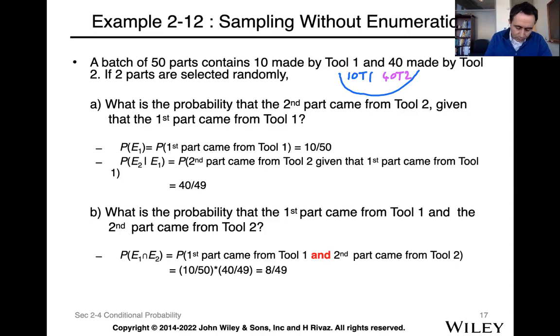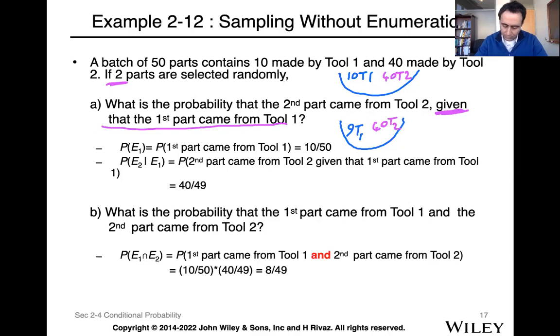Two parts are selected randomly. What's the probability that the second part comes from tool 2, given that the first part came from tool 1, right? So immediately when you say, given that the first part came from tool 1, it's a conditional probability. And when you say given that, it means that this thing already happened, right? This is very important. So it means that we know the first part came from tool 1. So you can immediately draw your picture again and say, since the first part came from tool 1, now I have 9 parts from tool 1, and I still have my 40 parts from tool 2, right?